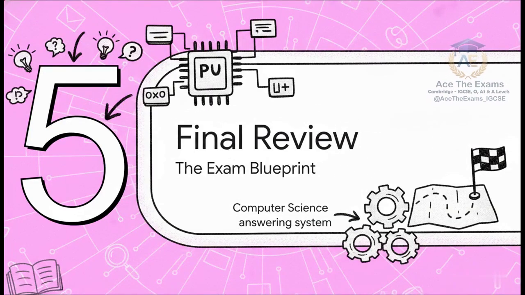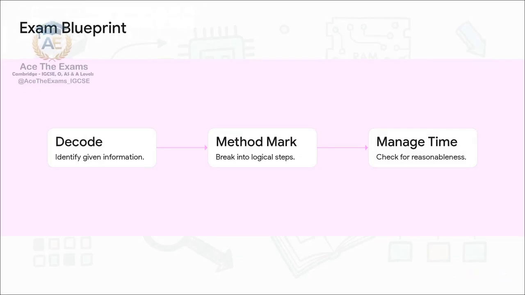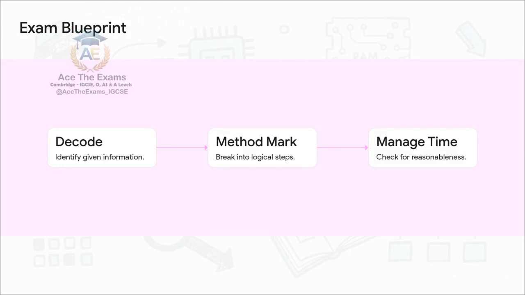We've reached Phase 5, the final review. Let's look at the exam blueprint. We've gathered all the intel and we've rigorously practiced the execution. To bring it all together, here are the 3 ironclad rules that will guarantee you top marks when analyzing any low-level programming scenario. Rule number 1, decode the command word. Never ever rush this step. If the question says evaluate, you must provide a balanced argument with a solid conclusion, not just a description.